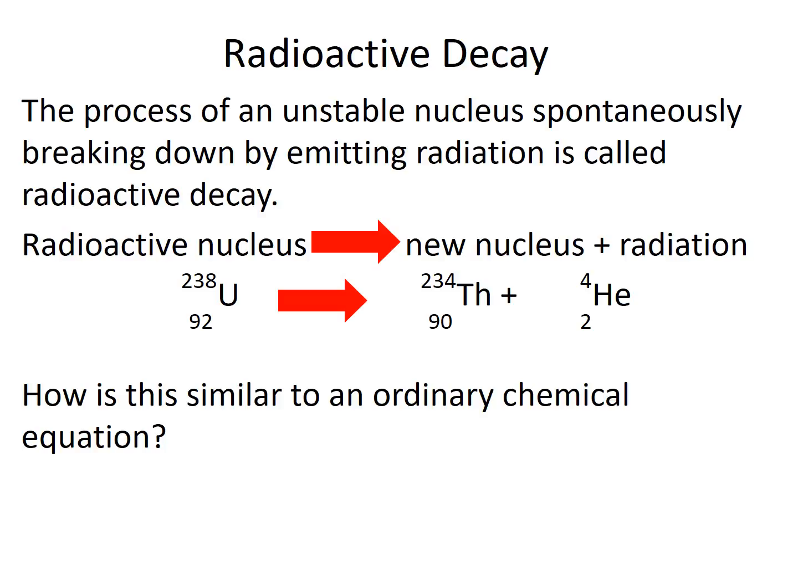Also, you may note that the atomic number is the same on both sides. 92 equals 90 plus 2. And so that's part of balancing these radioactive decay equations, recognizing that the top numbers on the left should add up to the top numbers on the right, and the bottom numbers on the left should add up to the bottom numbers on the right.